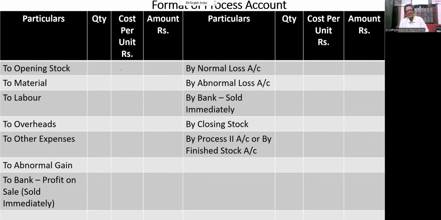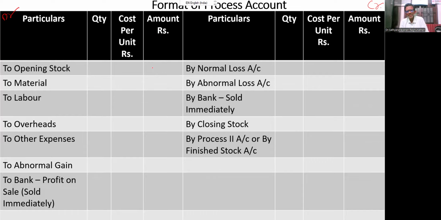Now, this is the proper and standard format of process account. So here, particulars, debit side. This side is the debit side. Left hand side is the debit side. And right hand side is the credit side. Okay. So here, particulars, quantity, cost per unit, amount.